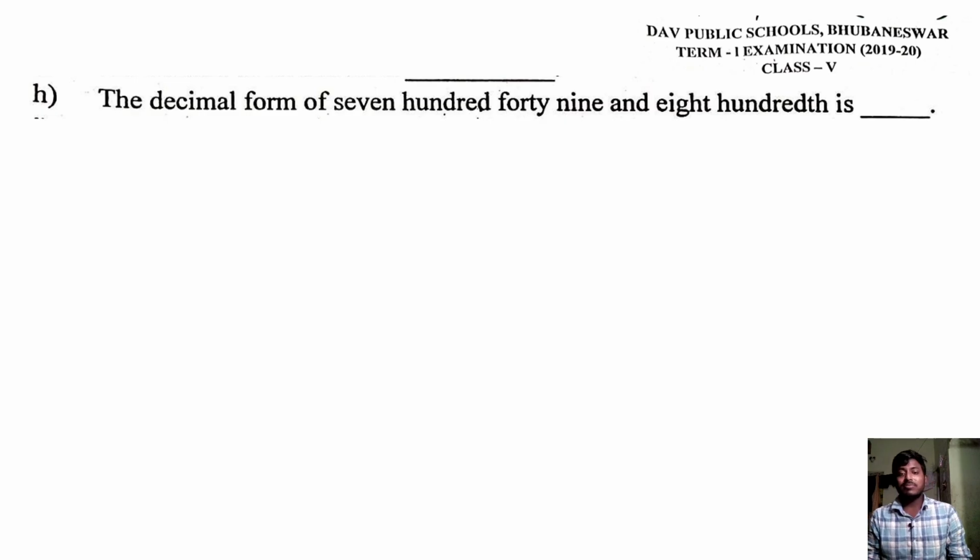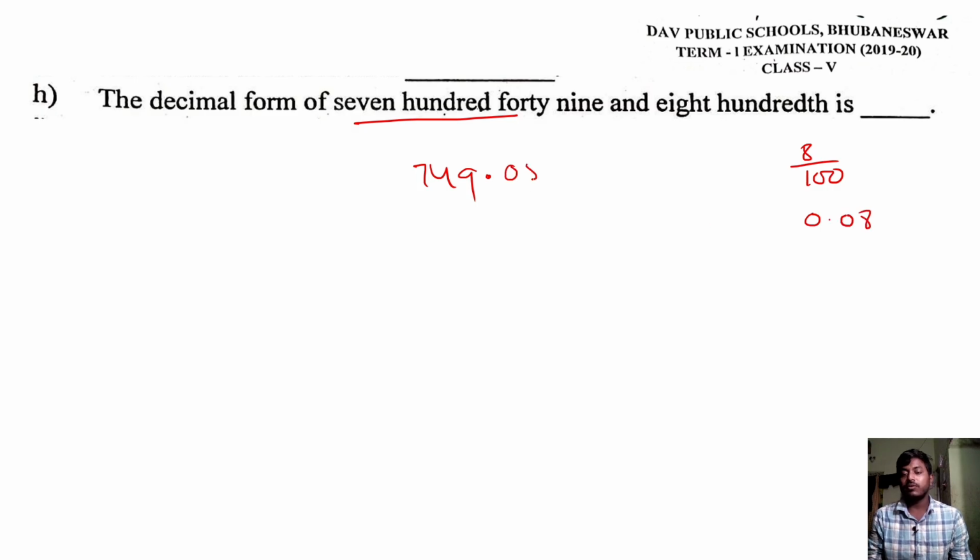The decimal form of 749 and 8 hundredths. That is 749. Now we put the decimal. 8 hundredths means we can write 8 by 100, that is 0.08. Clear? So the answer is 749.08.